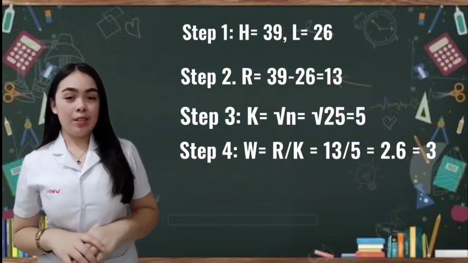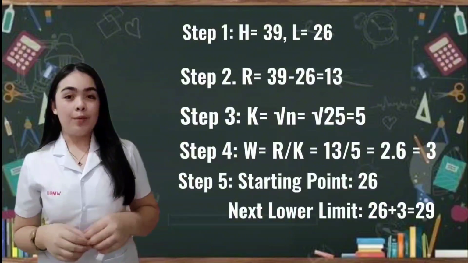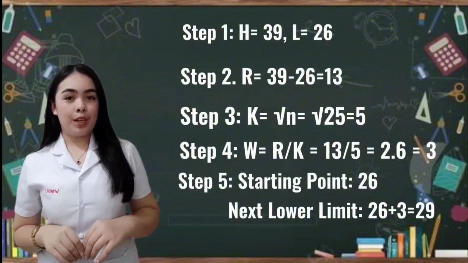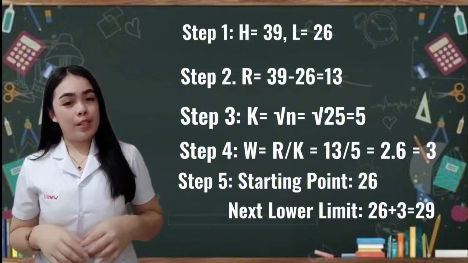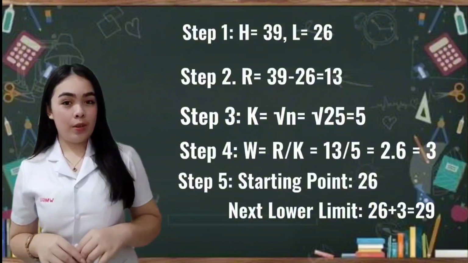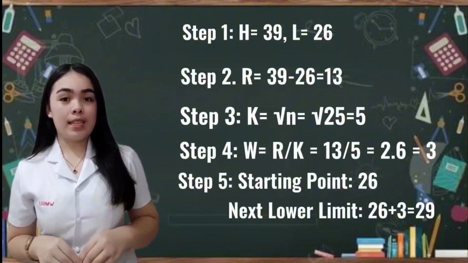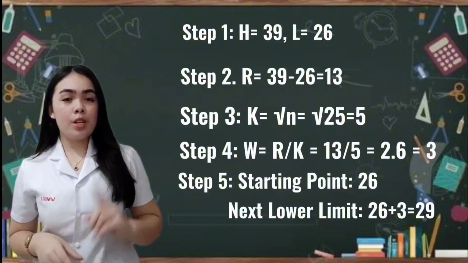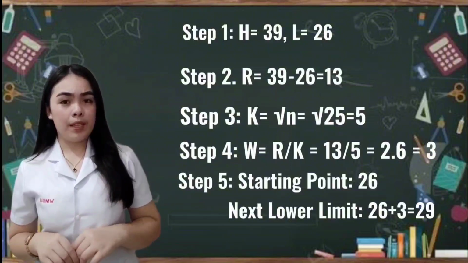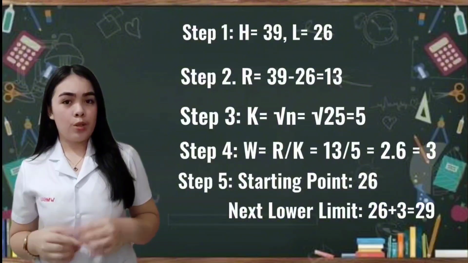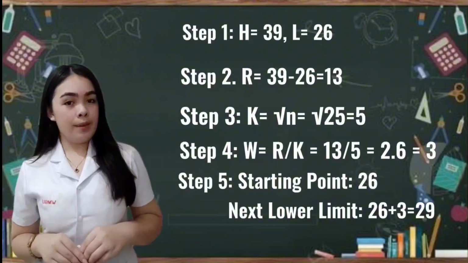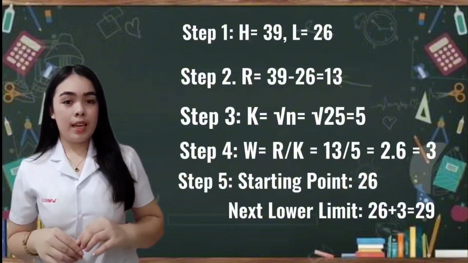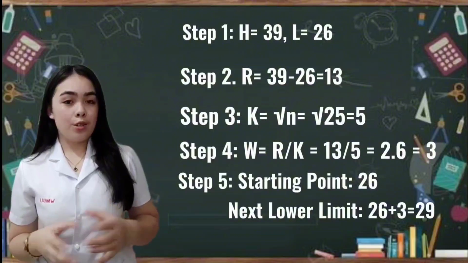So now let's go to step 5. In step 5, we need to select a starting point. Usually, the starting point is the lowest value. So based on our data, our lowest value is 26. So 26 is our starting point. In order to get the next lower limit, we just need to add our width to our starting point, which is 26. So the next lower limit will be 26 plus 3 equals 29, and so on.